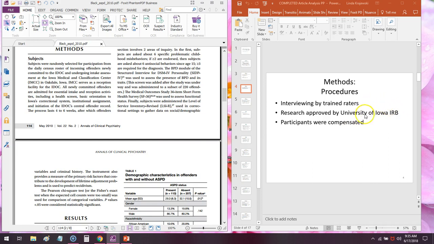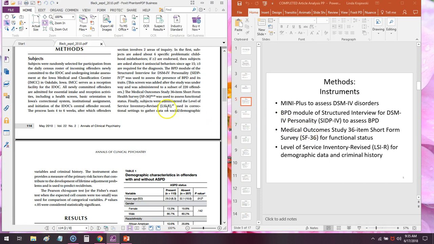We also have it noted here that it was approved by the IRB, the Institutional Review Board of the University of Iowa. By the time you do this assignment, we'll have covered the lecture that talks about research ethics, and so you will know what an IRB is.